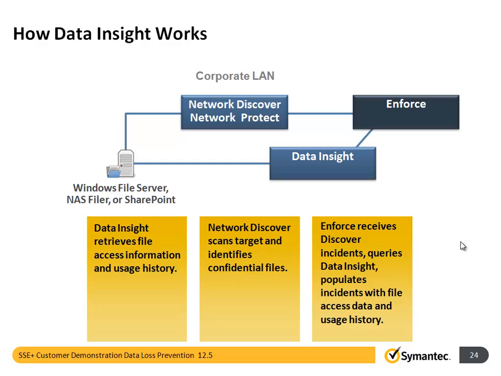Data Insight has all that information collected over time, and when Network Discover finds an incident out on the repository, it sends that incident up to Enforce, and Enforce does a quick pull against Data Insight to pull all of that contextual information into the incident snapshot. So when you as the incident remediator go into the snapshot, you'll see all that history, that access information right there in the snapshot, including who the effective data owner is, and that's going to help you remediate the incident very quickly and effectively.